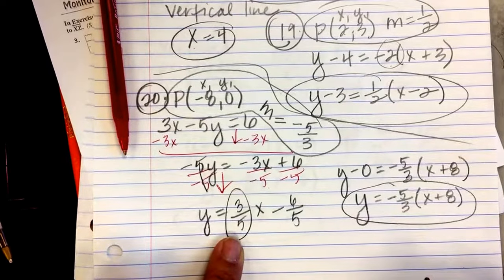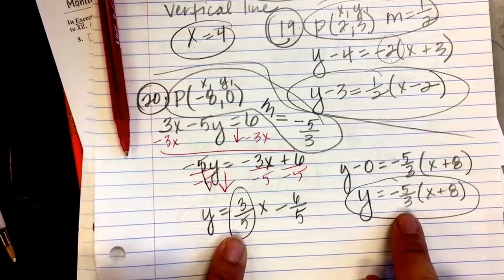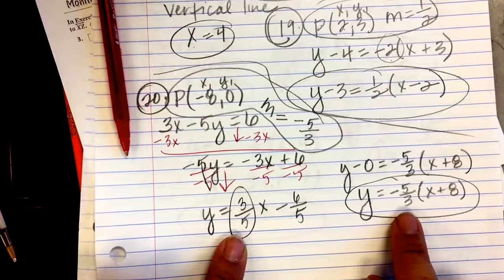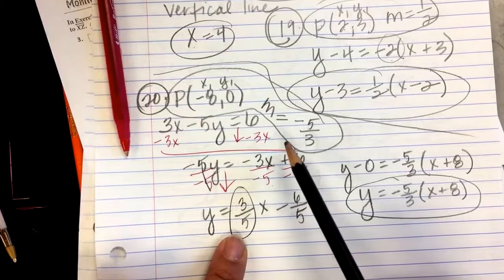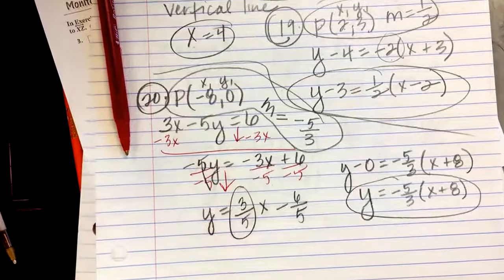The slope of the original line was 3/5. Perpendicular to it, I've got to see this opposite reciprocal. And again, you will have to solve for y on your test to figure out what slopes are, so you can write the equation.